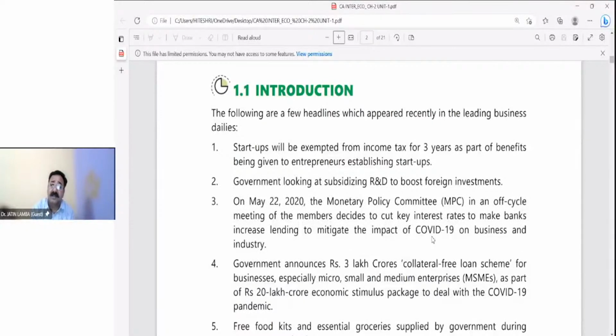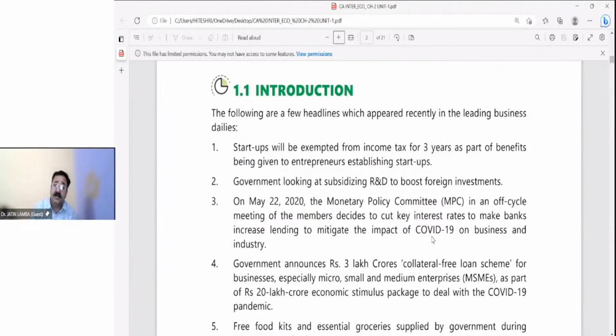First one is startups will be exempted from income tax for 3 years as a part of benefits being given to entrepreneurs establishing startups, right? ये आपने देखा भी है, सुना भी है कि गवर्नमेंट हमारे इंडिया में वैसे भी गवर्नमेंट क्या कर रही है, मोस्टली गिविंग द बेनिफिट्स टू द न्यू स्टार्टअप्स, राइट? कि फॉर 3 years they need not to pay the income tax.